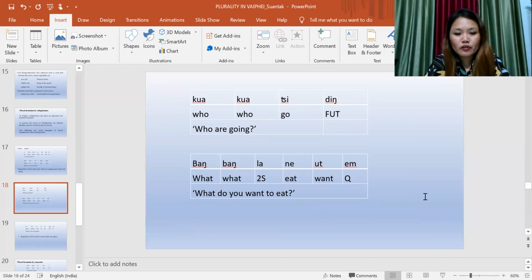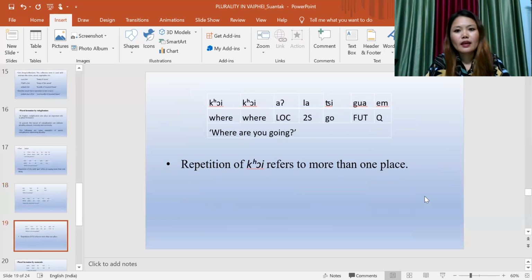Here the repetition of the word bang refers to different types of things to eat. And then here in the next example, you can see the repetition of the word where. Khoi khoi a là chị của em. Here, this repetition refers to more than one place.